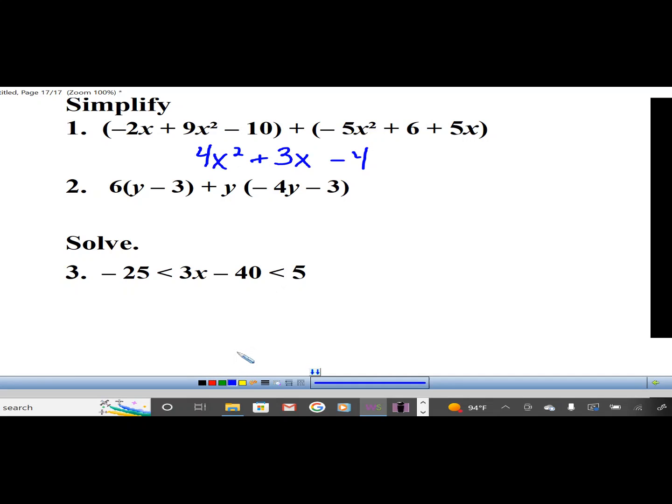Number 2. Delilah, what'd you get for number 2? Negative 4y squared plus 3y minus 18. Hands if you got that. That is correct. That's in standard form as well.